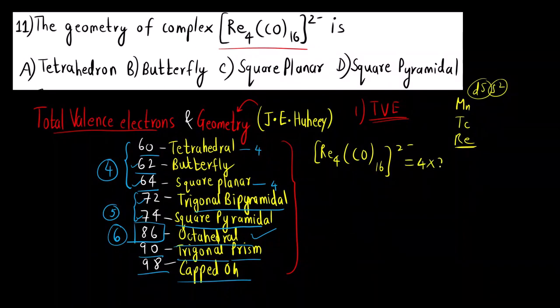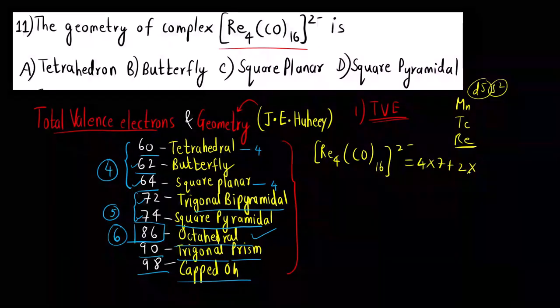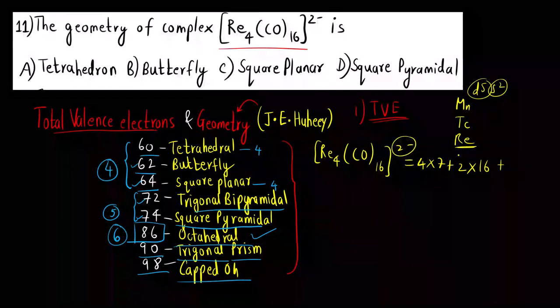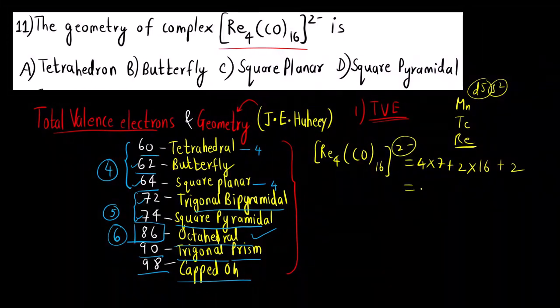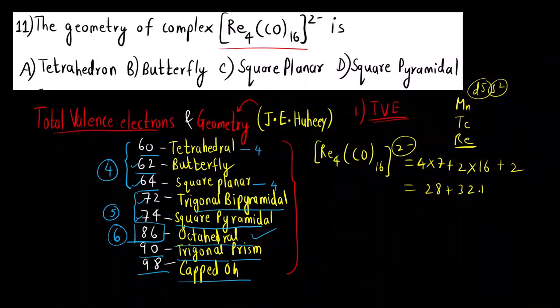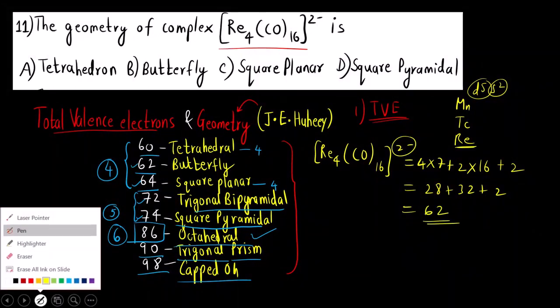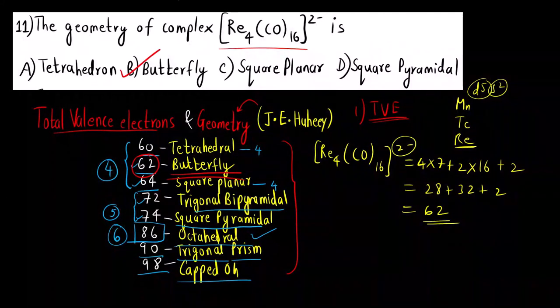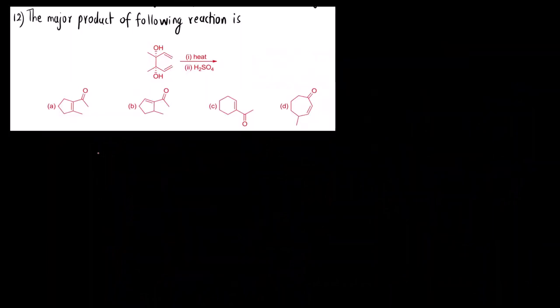So 4 into 7, plus each carbonyl gives 2 electrons. Total there are 16 carbonyl, plus 2 negative charges means 2 more electrons are added. 4 7s are 28, plus 16 2s are 32, plus 2. 28 plus 2, 30. 30 plus 32 is 62. So 62 valence electrons, what is the shape or geometry? It is butterfly. Correct answer is option B.